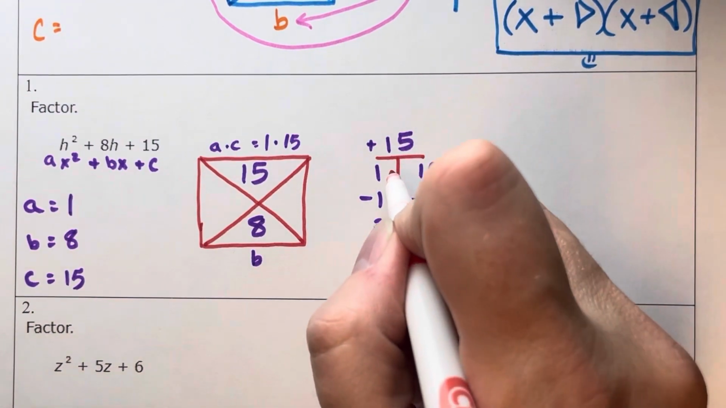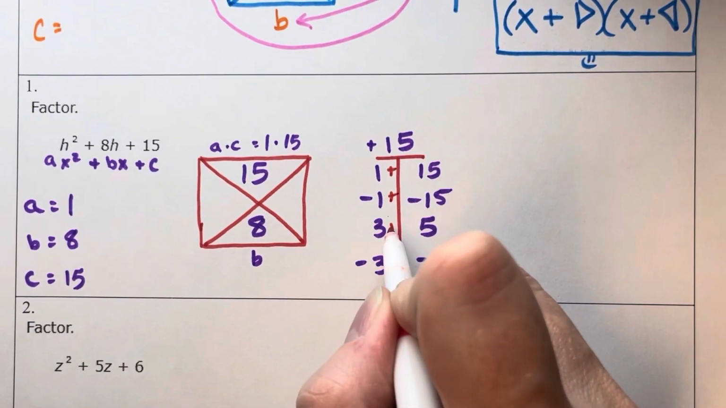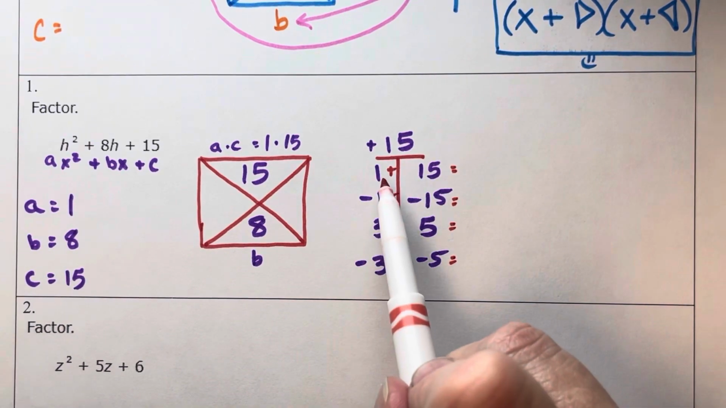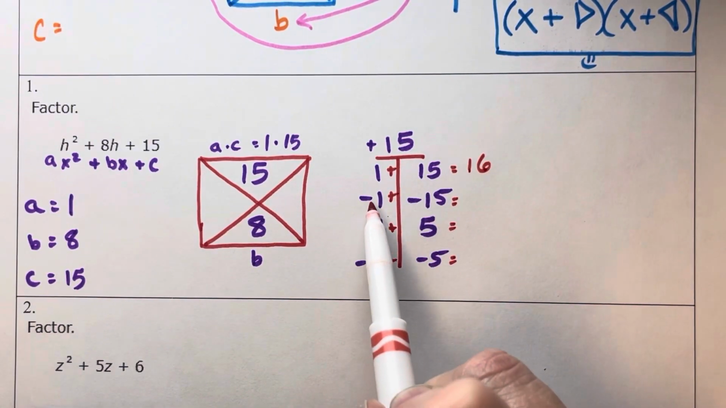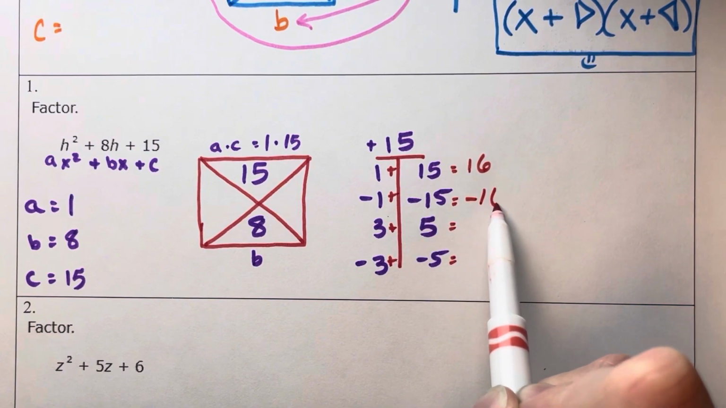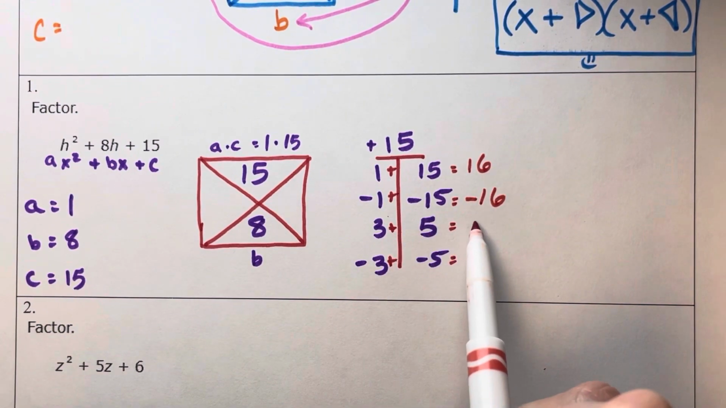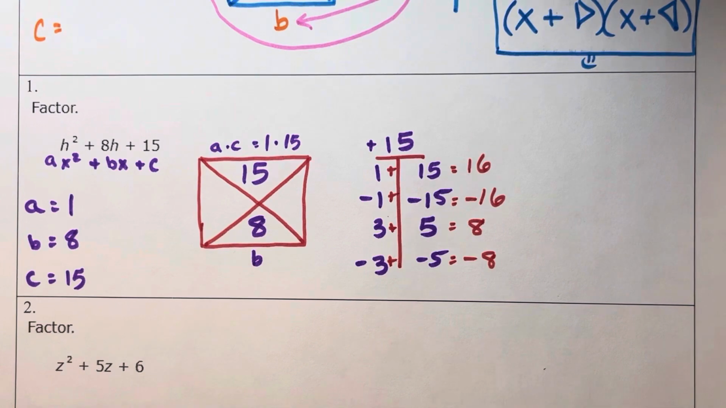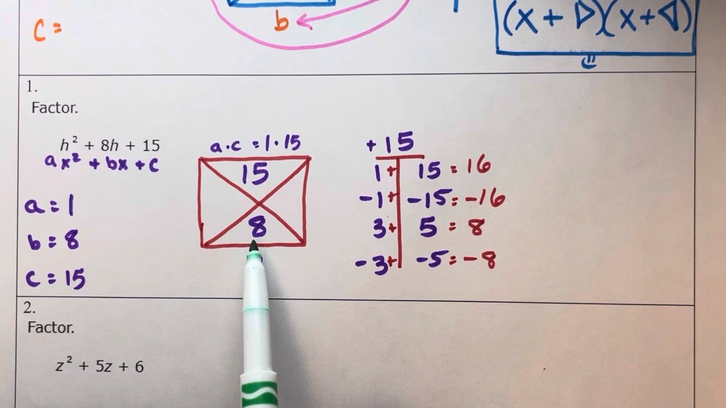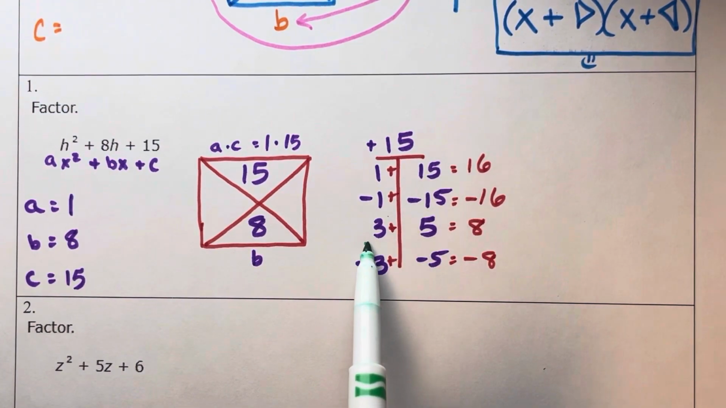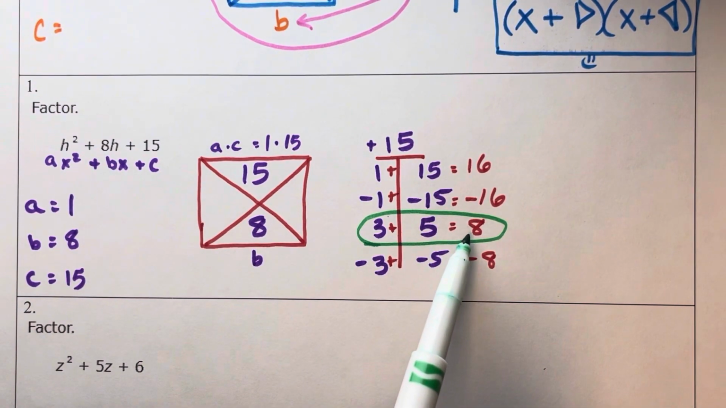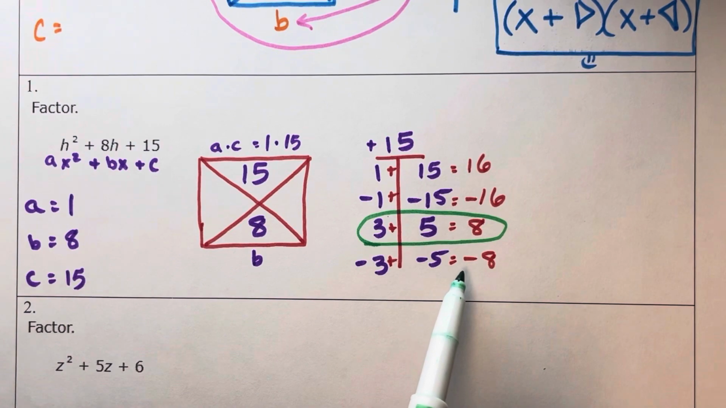So now it's time to add all 4 of these pairs of factors together to see what their sums are going to be. So 1 plus 15, 16. Negative 1 plus negative 15, negative 16. 3 plus 5, 8. Negative 3 plus negative 5, negative 8. We were reminded that our B number, the bottom of our box, is an 8. Hey, here is a sum of 2 factors that is also a positive 8. So acknowledge this is a positive 8, that one's a negative 8, which is why I'm not going to use this bottom pair of factors.